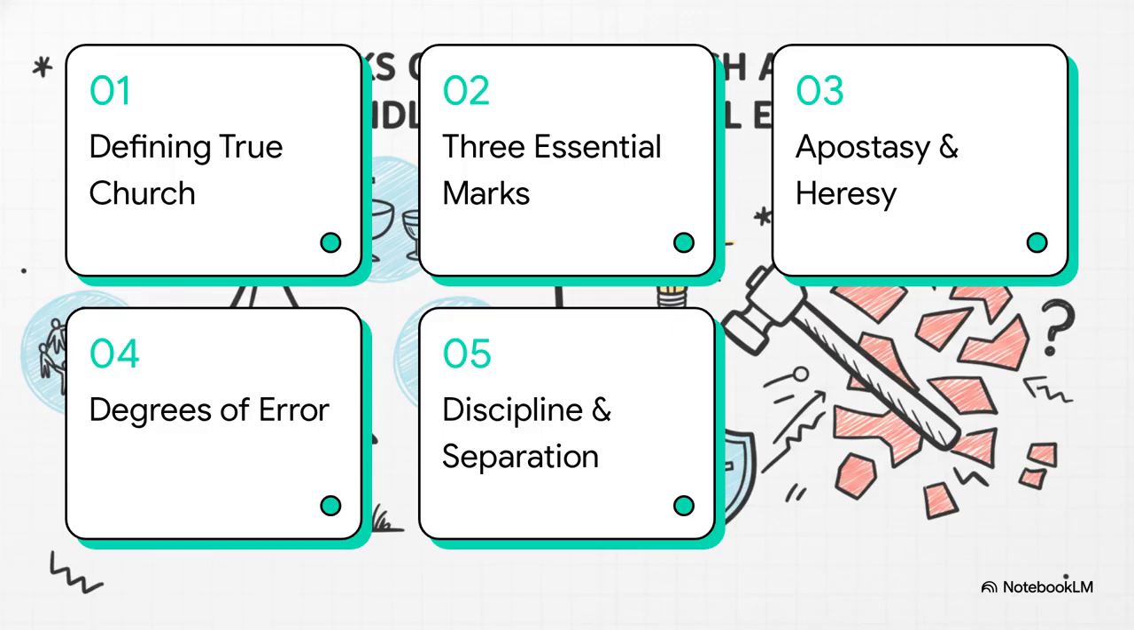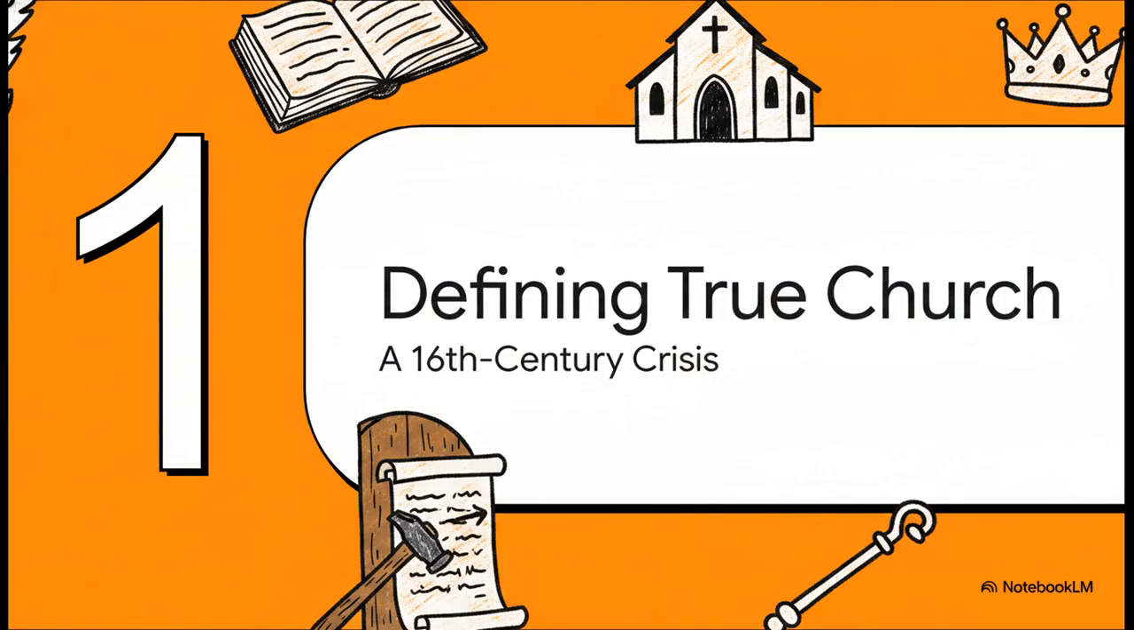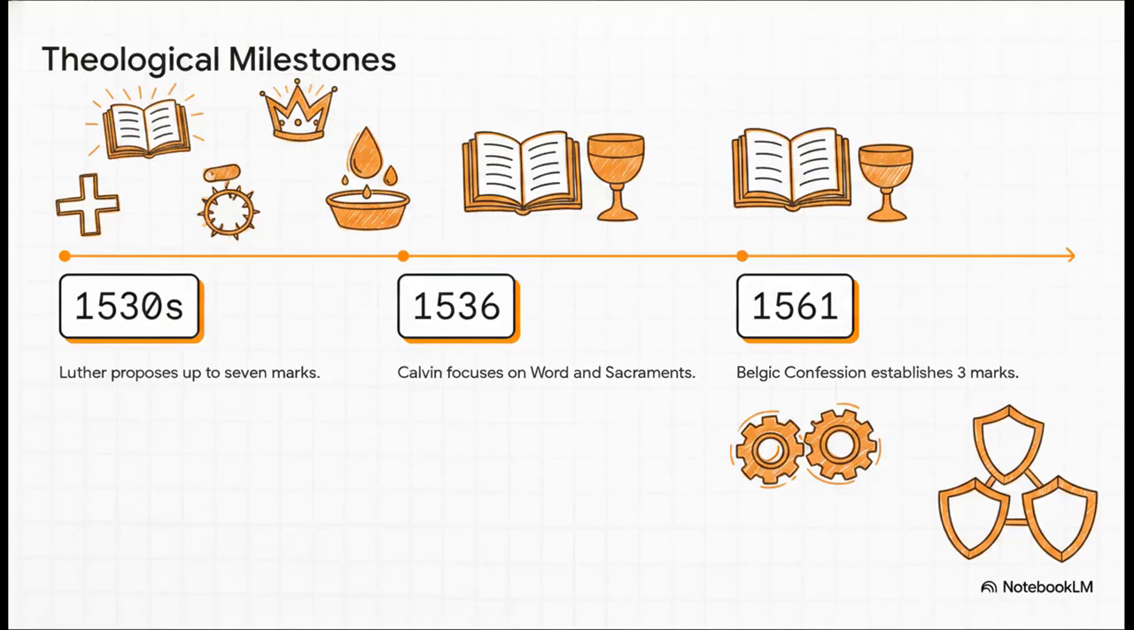Let's get into it. Section 1. Defining the true church. So figuring out what makes a true church was actually a massive, high-stakes crisis back during the 16th century Protestant Reformation. Everyone was scrambling for a measurable standard.